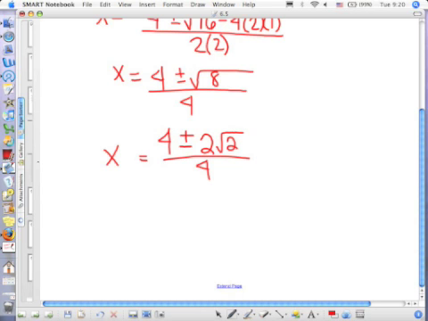Now, what can I do with that fraction? I can reduce because the whole number 4, the whole number 2, and the whole number 4 in the denominator are all reducible by 2. So x was equal to 2 plus or minus the square root of 2 over 2. No completing the square, no factoring. Simply writing out a formula, plugging in numbers, and doing math.